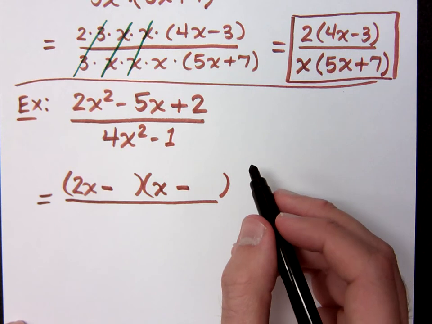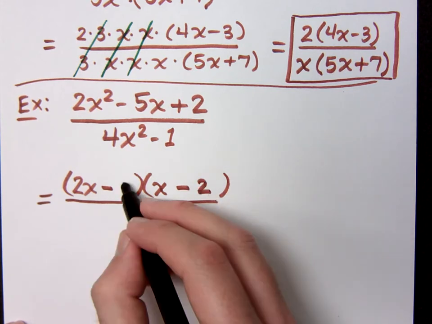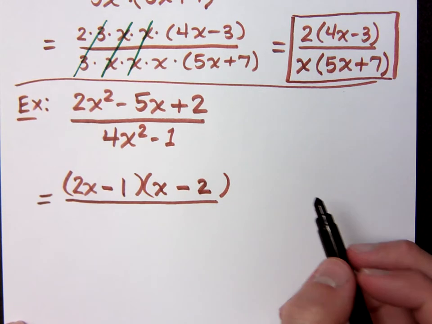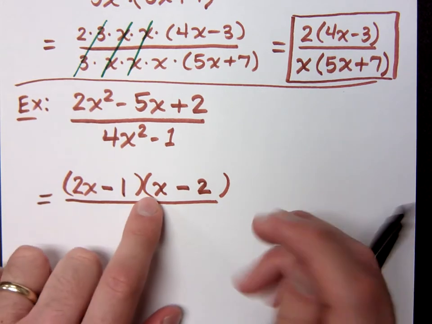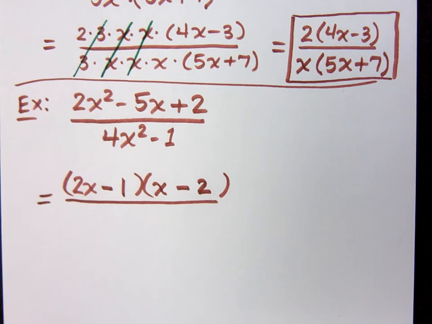1 and 2. Can I put the 2 here? No. Nope. 2 goes here, 1 goes here. Does that work out? Negative 1x, negative 4x gives me the negative 5x. Good. What about that denominator? 2x plus 1, 2x minus 1.